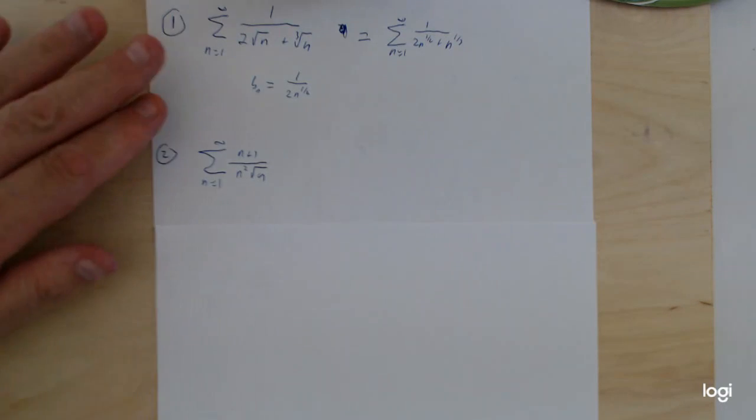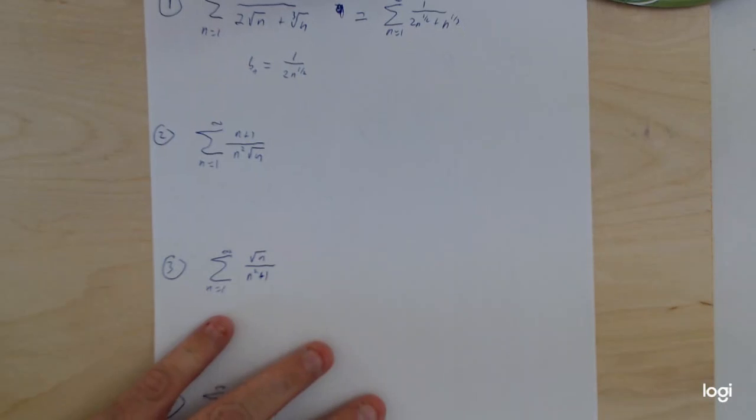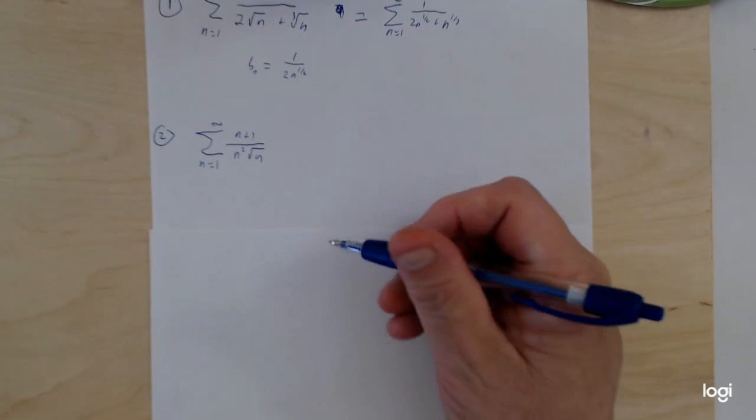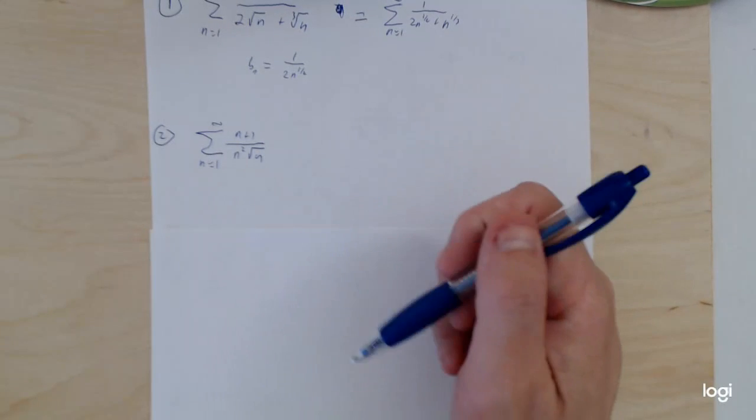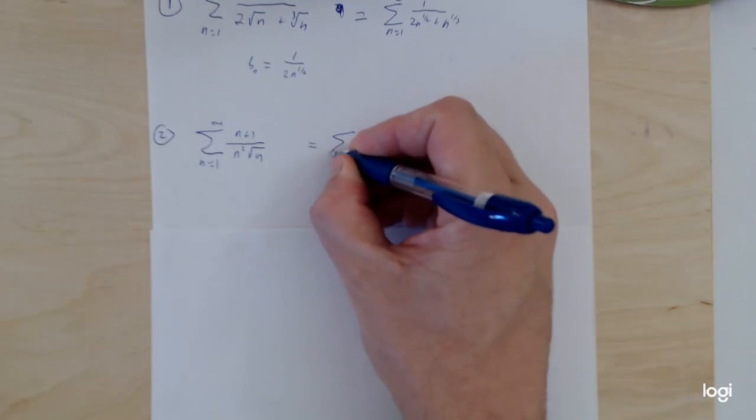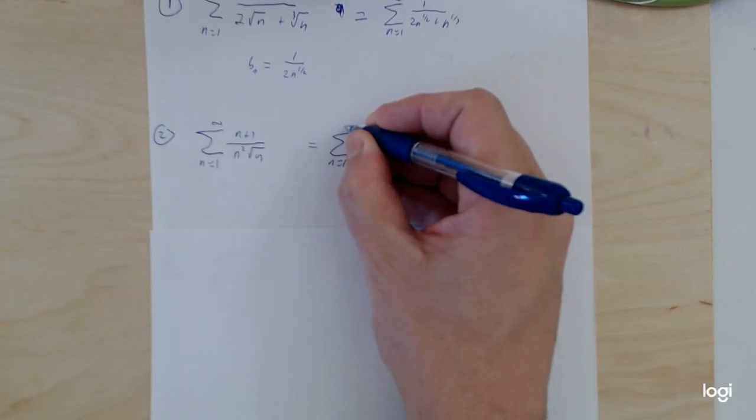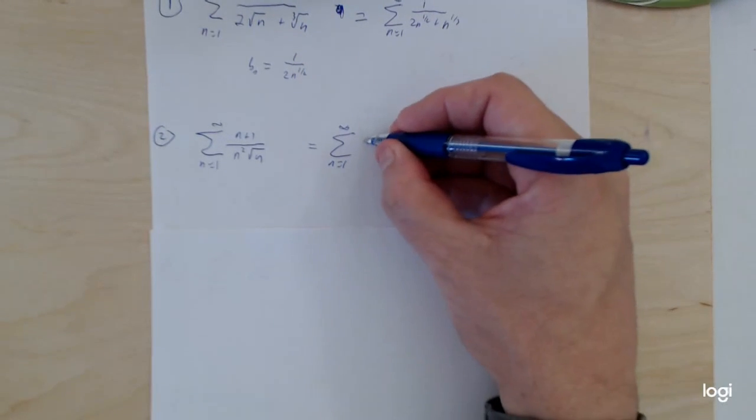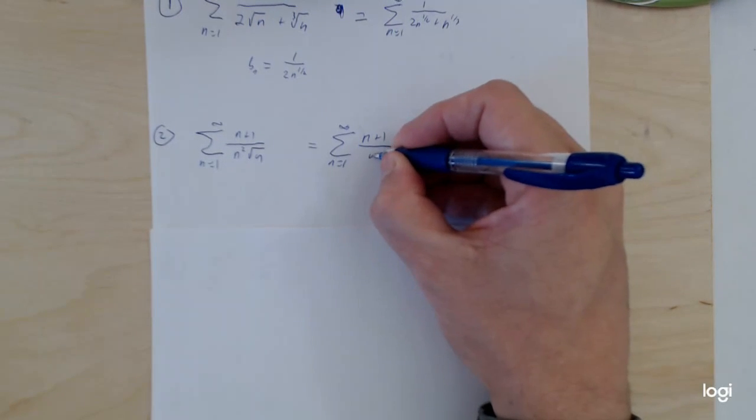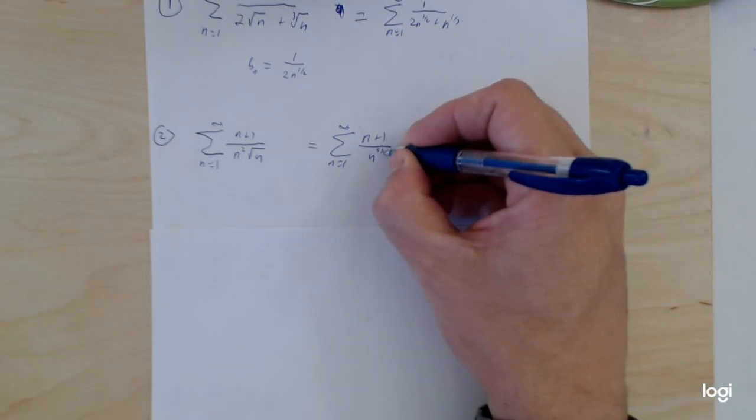Okay, for the second one here, let me move this up a bit. Again, we have n plus 1 over n squared root n. Again, I always want to write things in terms of fractional exponents rather than roots. It just makes life a little bit easier. This is just n to the 5/2 down below.